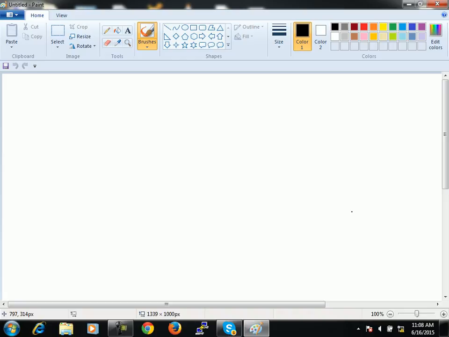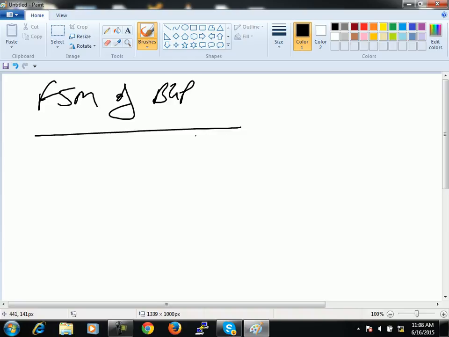Now I'm going to make you understand the FSM, finite state mechanism of BGP. In short, you can also call it BGP neighborship states. In technical language, we call it finite state mechanism in BGP. So we have to discuss this finite state mechanism now. You can also call it BGP neighborship state.